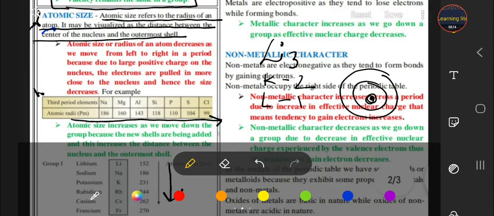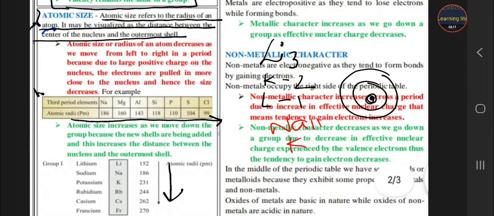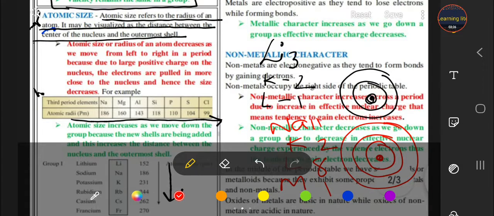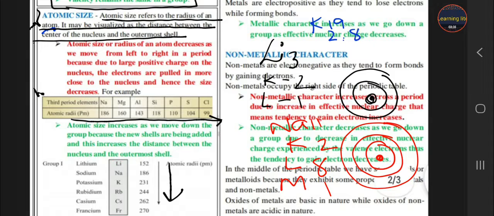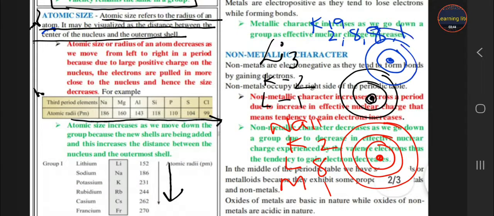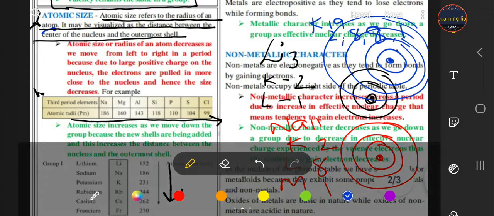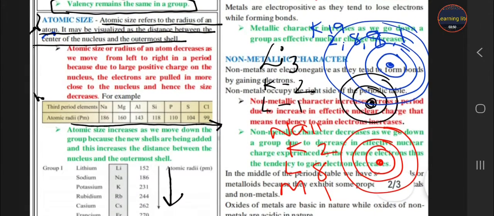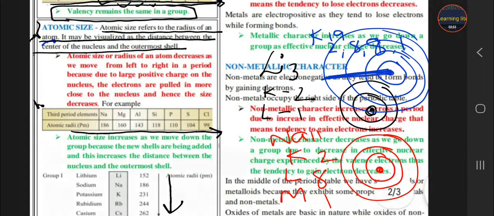And for sodium, student, 11, that is K L M, 2 8 1. This is nucleus, K shell, L shell, M shell. And if I draw the electronic configuration and the diagram of potassium 19, that is 2 8 8 1, 4 shells here. So this is nucleus, K, L, M, N. Whose size is bigger, student? Here the atomic radius is this, in this the atomic radius is this, and in this the atomic radius is this.